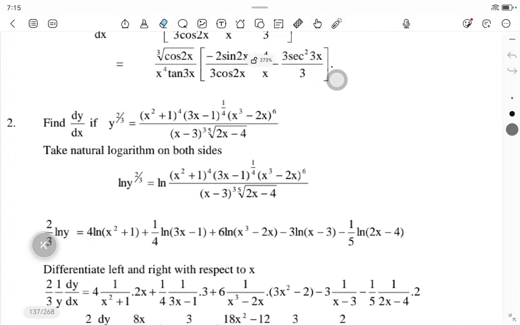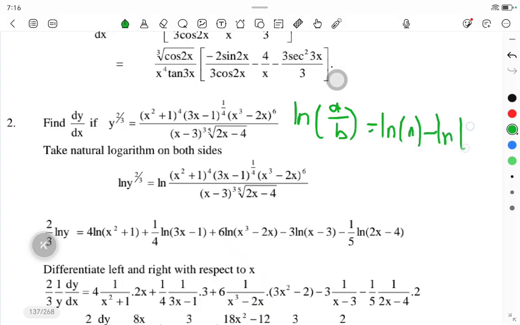Now, when we look at this problem, we're given y to the 2 over 3 times, which is equal to these 3 functions over these 2 functions. So if we check, the top functions are multiplied and also the bottom functions are multiplied, and there's a division between them. It means that for us to simplify this, we can introduce ln, so that we can apply the property that says ln of a over b is equal to ln of a minus ln of b.